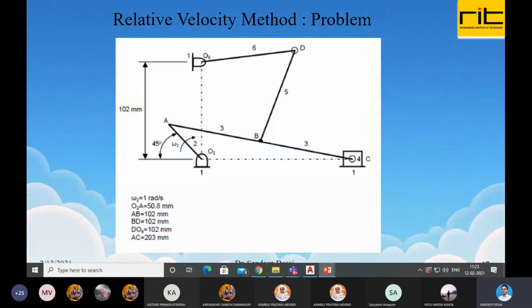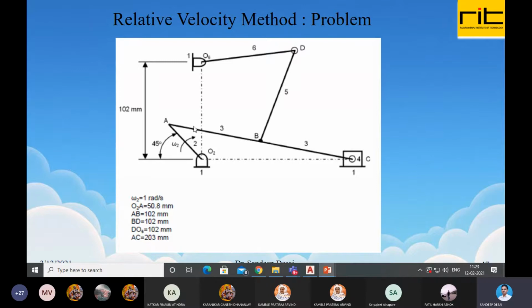Out of the 5 links that are moving, one of the links, that is the slider, has horizontal motion along the path of motion of the slider. And for all the remaining links, the direction of velocity will be perpendicular to link length.